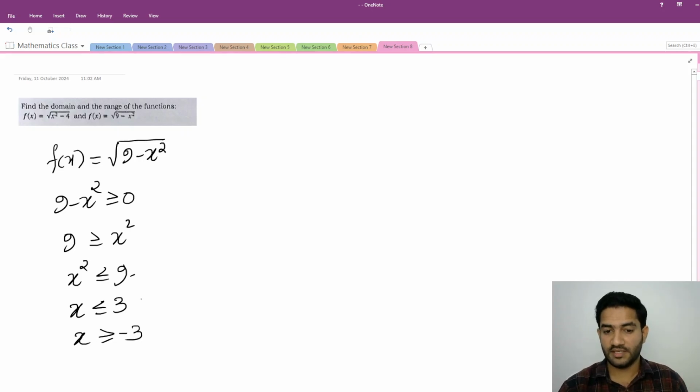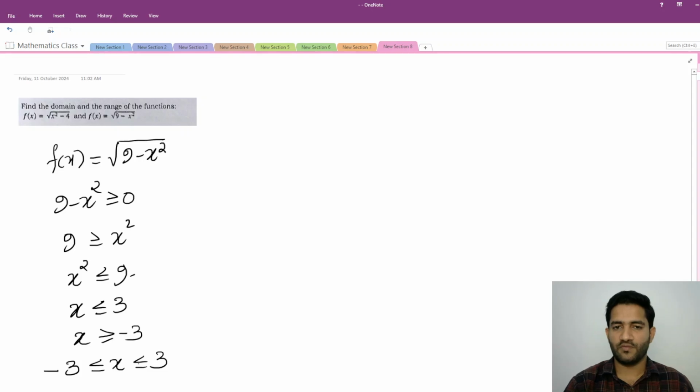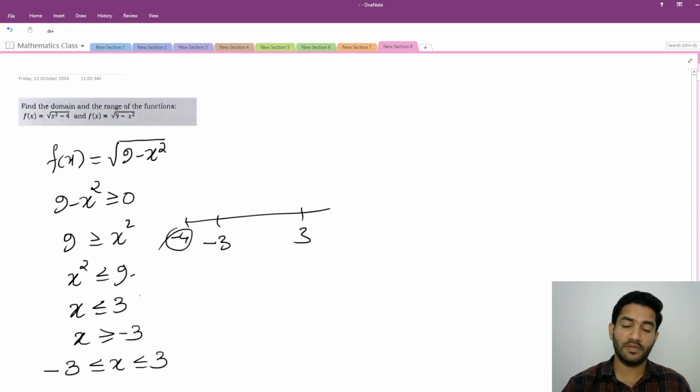But we can combine these two intervals. -3 less than or equal to x less than or equal to 3. The values of x should be in between -3 and 3. Then only we will get x square less than or equal to 9. If you have any doubt, you can again draw the number line with -3 and 3. If it is -4, what will happen? x square is 16. It is greater than 9, it is not less than or equal to 9. So that's why we are considering the values in between -3 and 3.